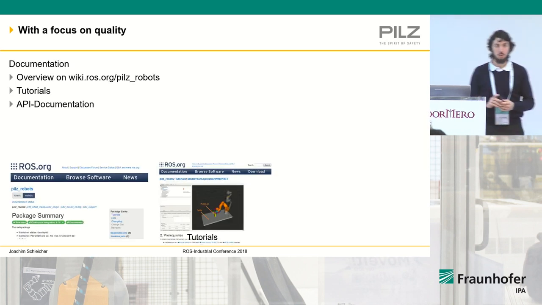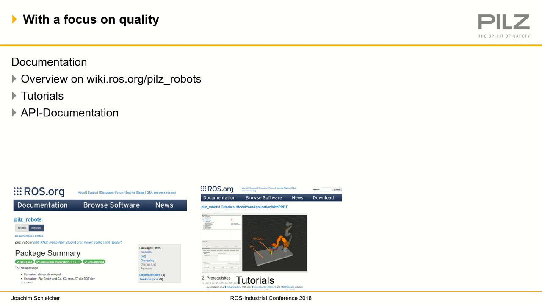We did this all within ROSIN, and Carlos mentioned ROSIN is about quality, so we also focused on documentation, we focused on tutorials, and we have everything up on wiki.ros.org. There are tutorials already linked. There are the code API of the different packages linked in there.